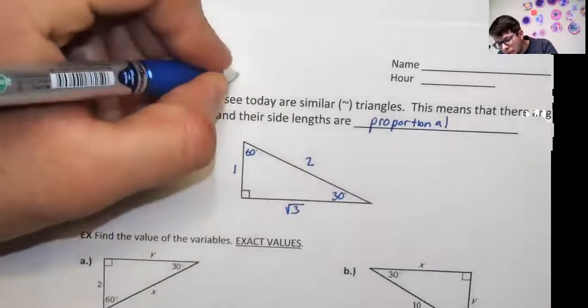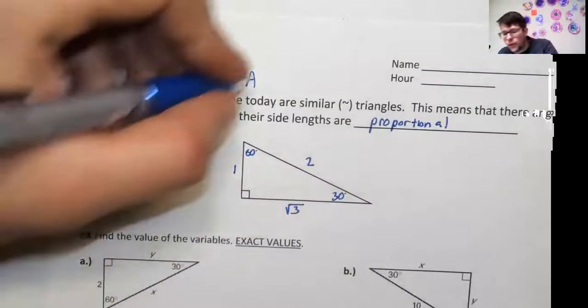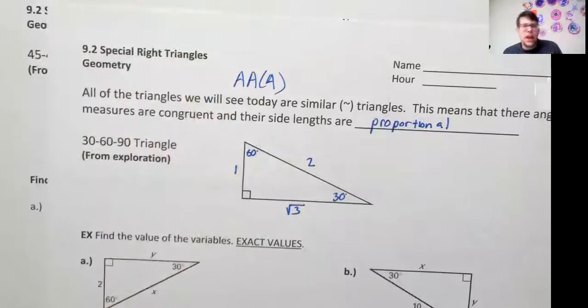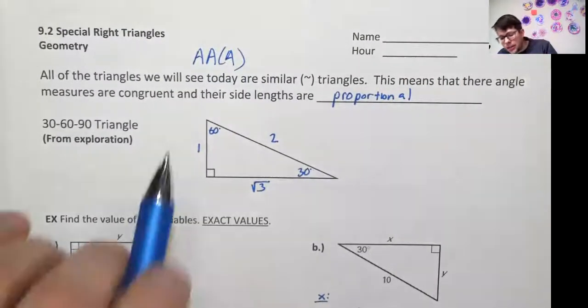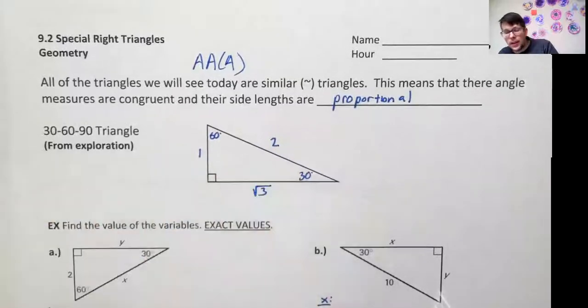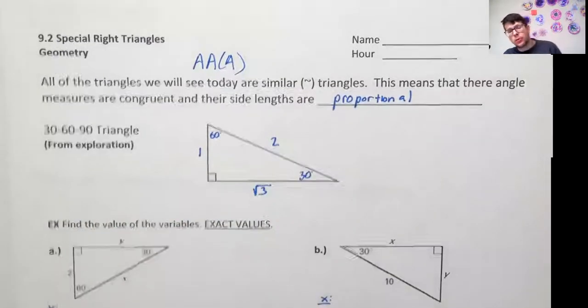Remember that we have a similarity theorem that is called the angle-angle, or if you'd like, the angle-angle-angle theorem. And it says that if you have two matching angles, then that means your triangles are similar. And that means that all of your angles are going to be congruent and all of your side lengths are proportional. And that's the part that we're really going to focus on.